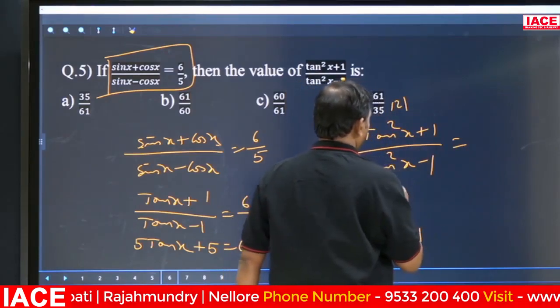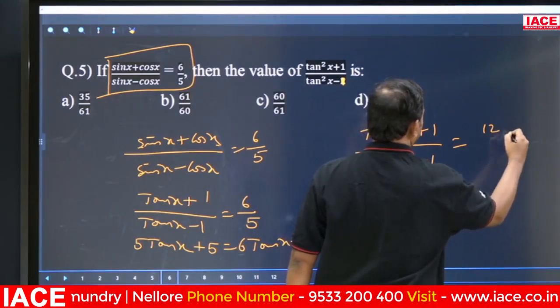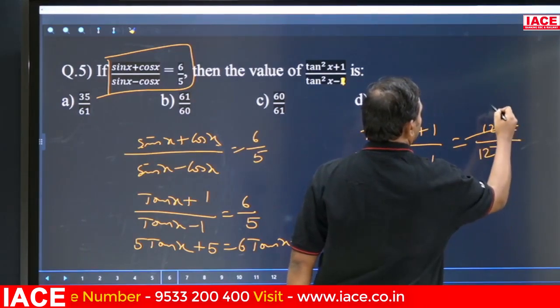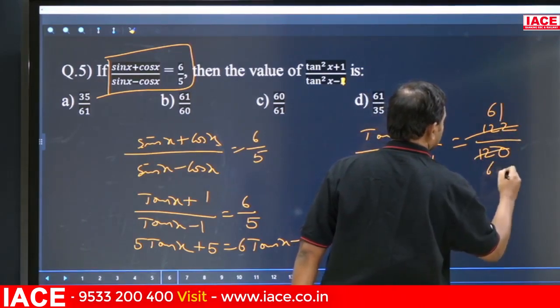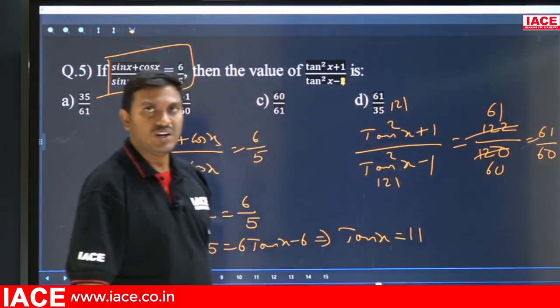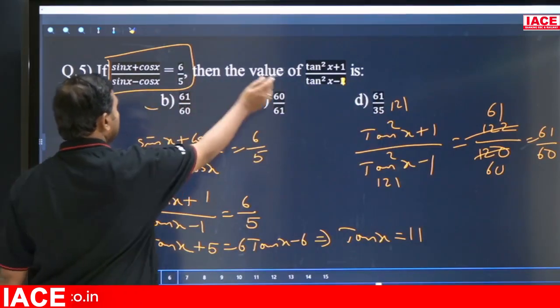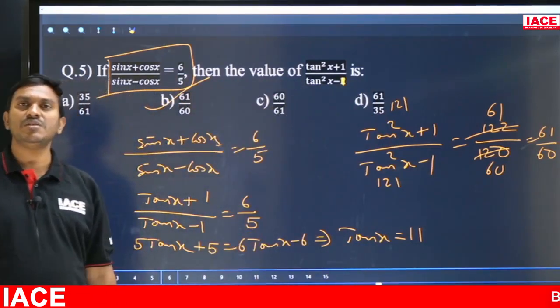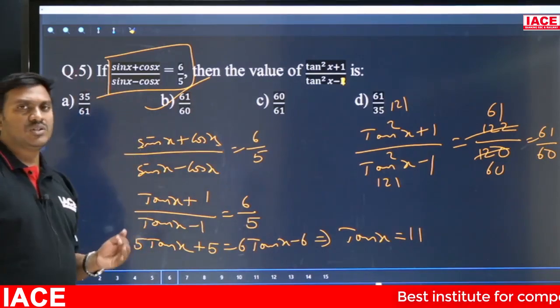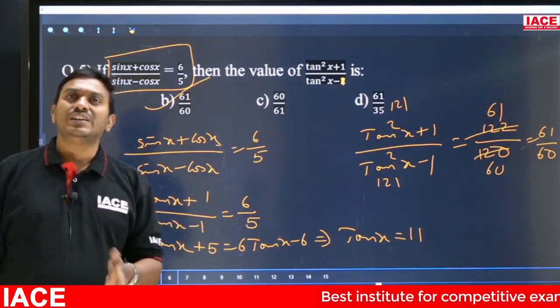So 121 plus 1, that is 122, by 120, means 2 61s, 2 60s. So it is in the ratio of 61 by 60. So what is the ratio? The ratio is 61 by 60. So 61 by 60 is the right answer. Simple. So one equation is given, and that equation we are converting into tan.